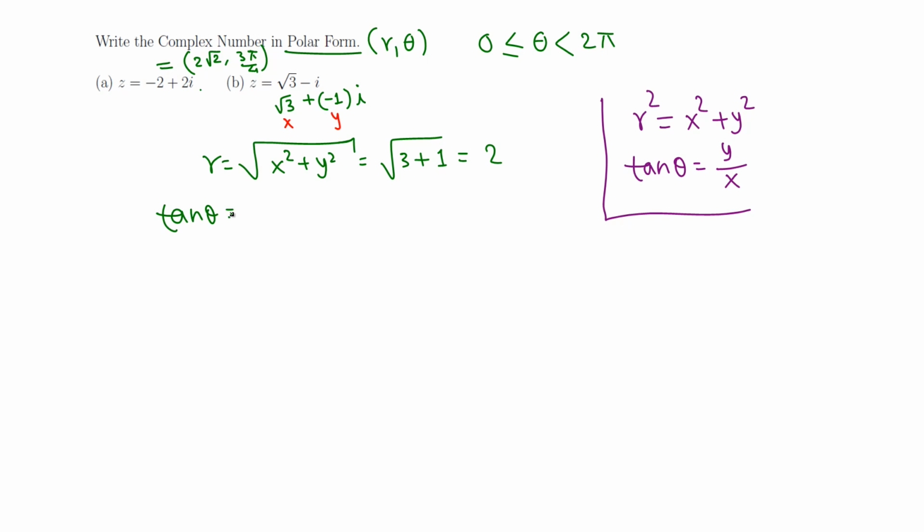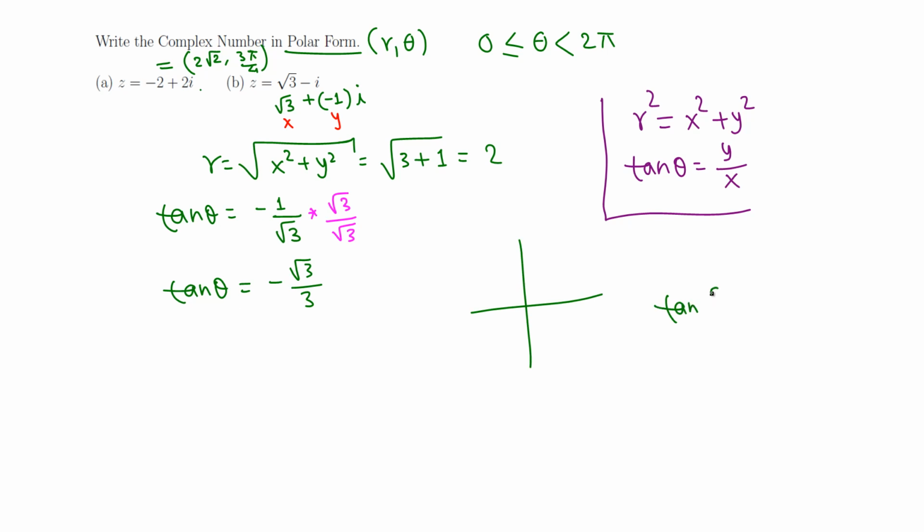Tangent theta is y over x, negative 1 over root 3. We can rationalize this if you don't want to work with this form. Multiply top and bottom by root 3 over root 3. That is the same as negative root 3 over 3. And we know tangent of which angle is, let's go for positive first, in the first quadrant, pi over 6.